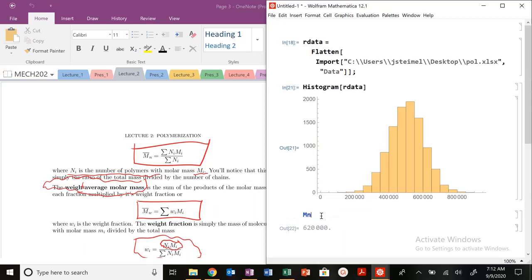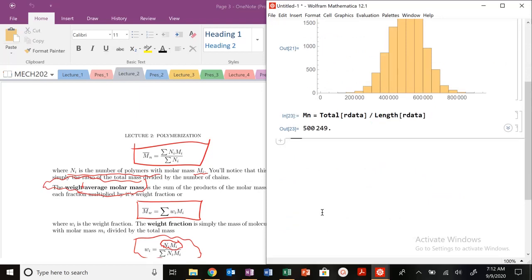So M sub n is going to be equal to Total, capitalized, of our data, and I'm going to divide by the length of our data. Length is just the number of elements in the list, so it's the number of moles of our polymer chains. So there, that's our M sub n.